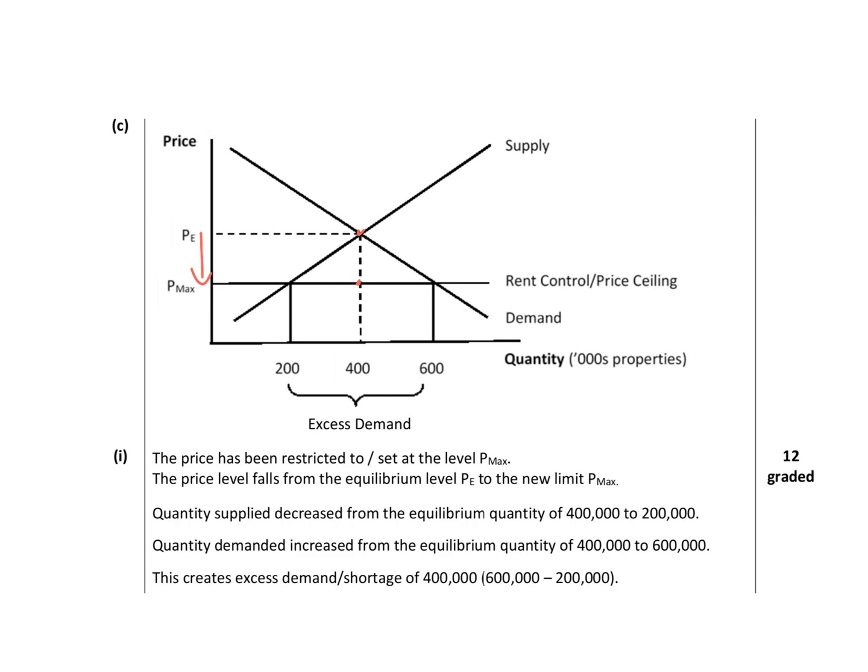That drop means the quantity supplied decreases from 400,000 to 200,000. The quantity demanded increases from 400 to 600. So again, what are you left with? This area of excess demand. So it creates excess demand or shortage of 400,000.